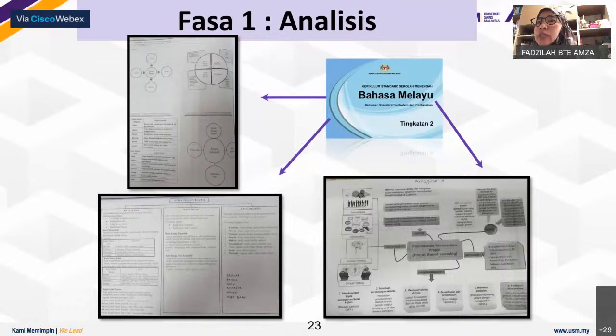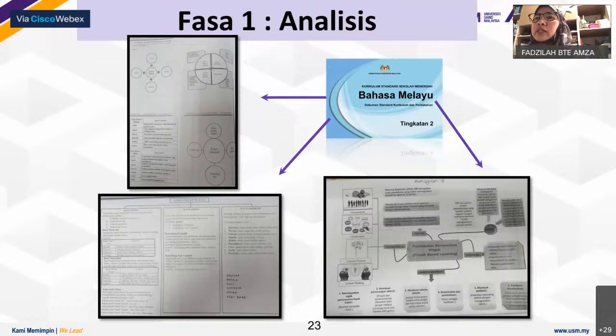Okay, I'm going to do a peribahasa, but in order to do the peribahasa, I need to refer to this curriculum first. I need to refer to DSKP, KSSM Bahasa Melayu Sekolah Menengah. Oh, I'm going to do karangan, I need to also refer to this. So most of the students need to analyze two things: one is the curriculum itself, and second is the content of the subject.